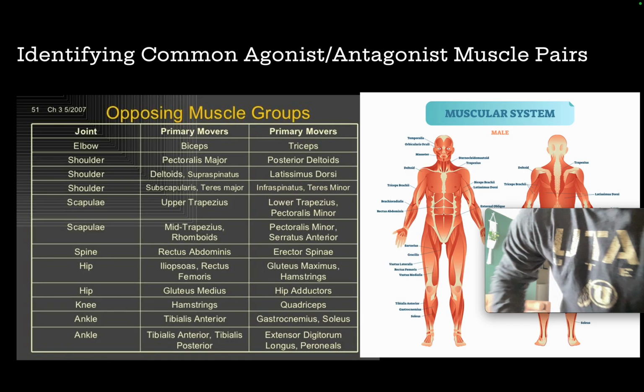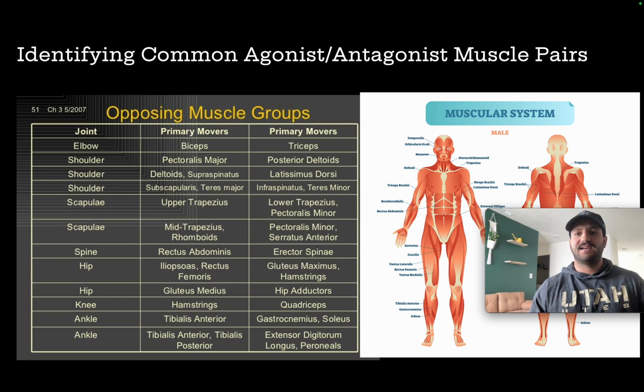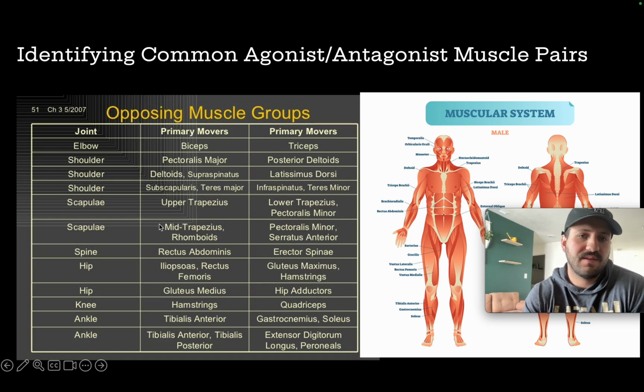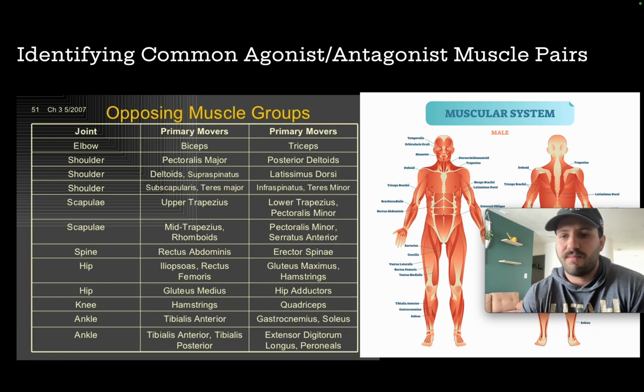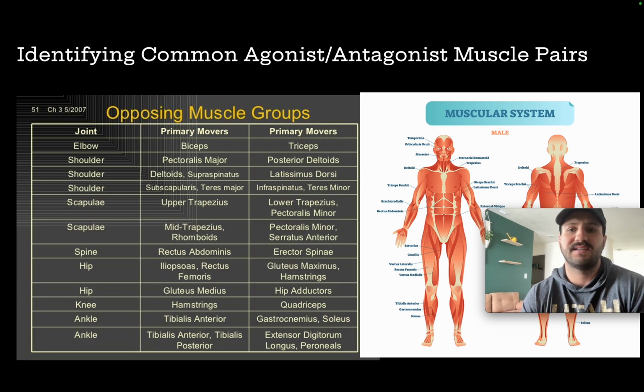So here are a list of common agonist and antagonist muscle groups. I know most of you have probably taken anatomy or haven't, but the names are super complicated. But on this left column where it says primary movers, those are agonists, and right across are the antagonists, so vice versa.